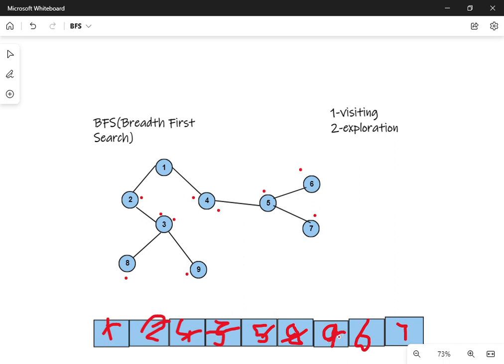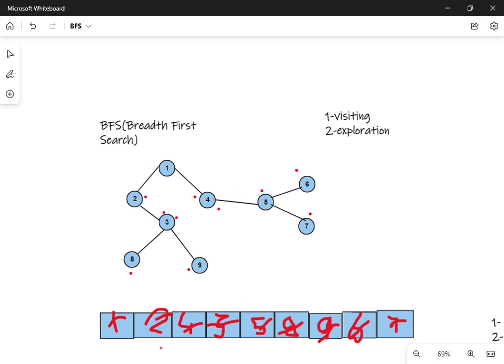Now 6 is our next selected vertex. The adjacent vertex of 6 is only 5, which was already explored, so cut 6. And the last one is 7. The adjacent vertex of 7 is also 5, which was already explored, so it will also be cut. Now this is known as BFS traversing, breadth first traversing.